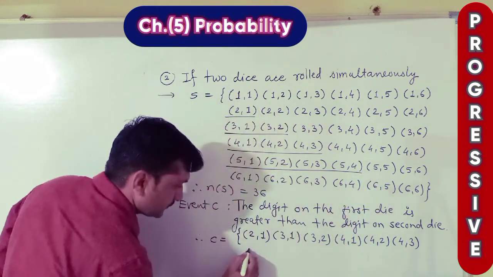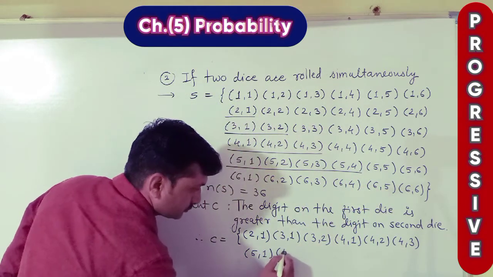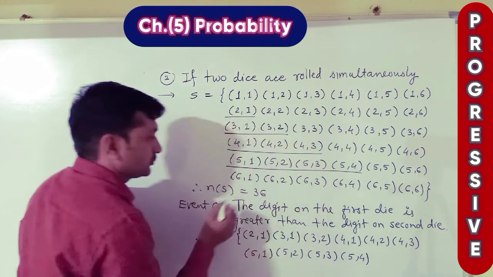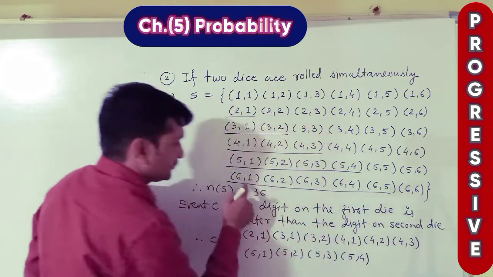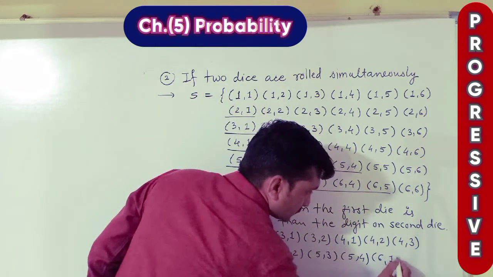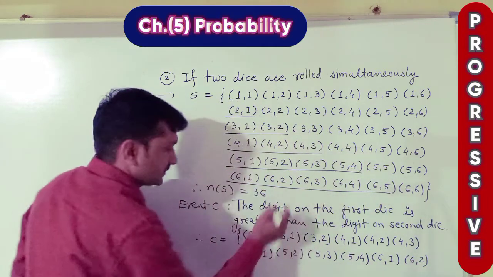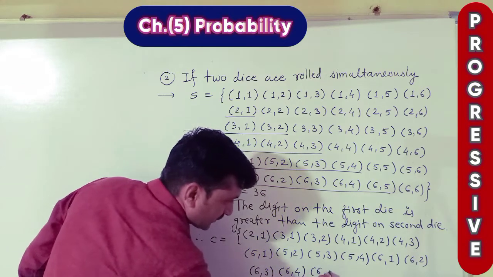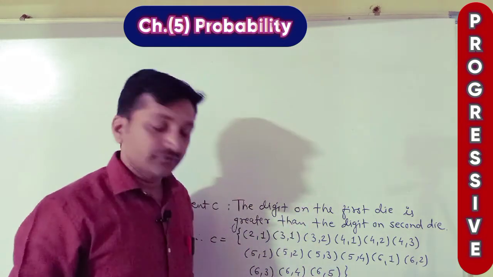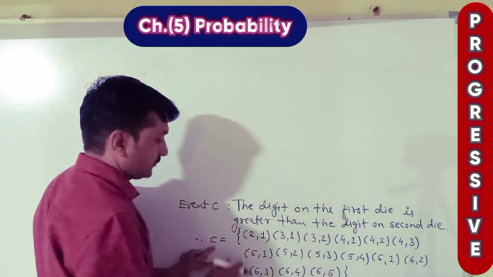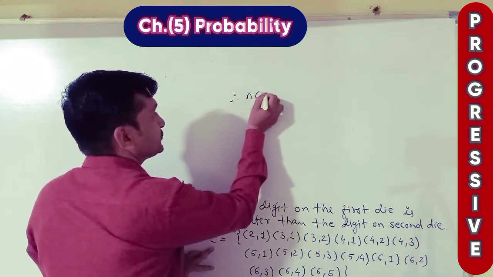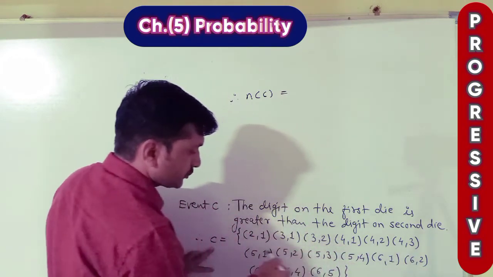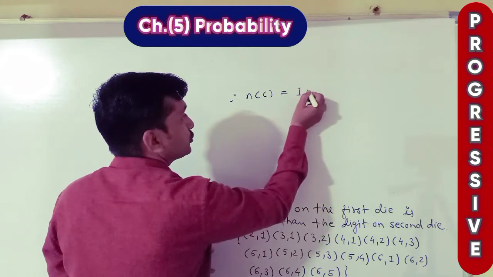Here 5 1, 5 2, 5 3, 5 4. Here first die greater, 6 1, 6 2, 6 3, 6 4, 6 5. We got event C. Therefore number of C is equal to 1, 2, 3, 4, 5, 6, 7, 8, 9, 10, 11, 12, 13, 14, 15. Number of C is equal to 15.